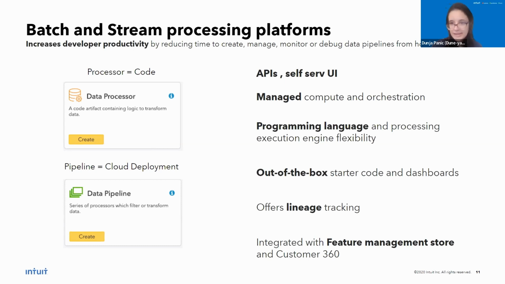In order to create a stream or batch application, you would first need to create a data processor. The data processor actually houses your code. That's where you would write your transformation logic. Then you would attach that to your data pipeline, which is the actual cloud deployment of your application.